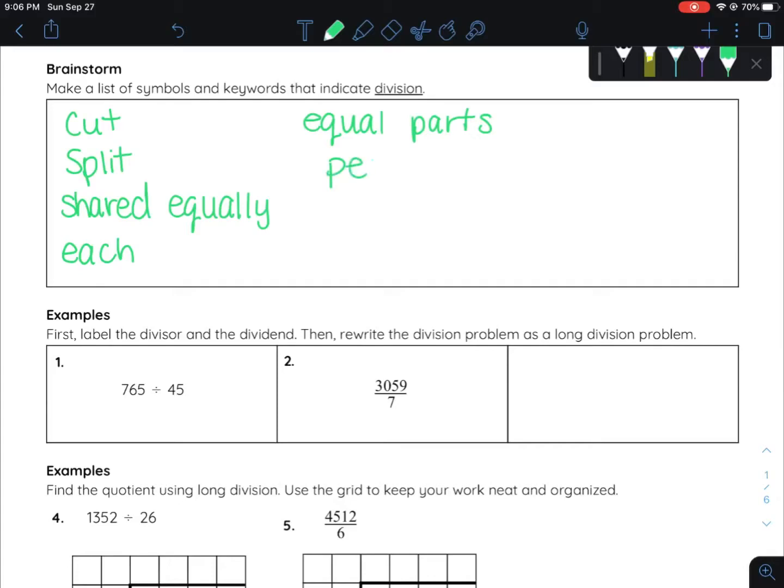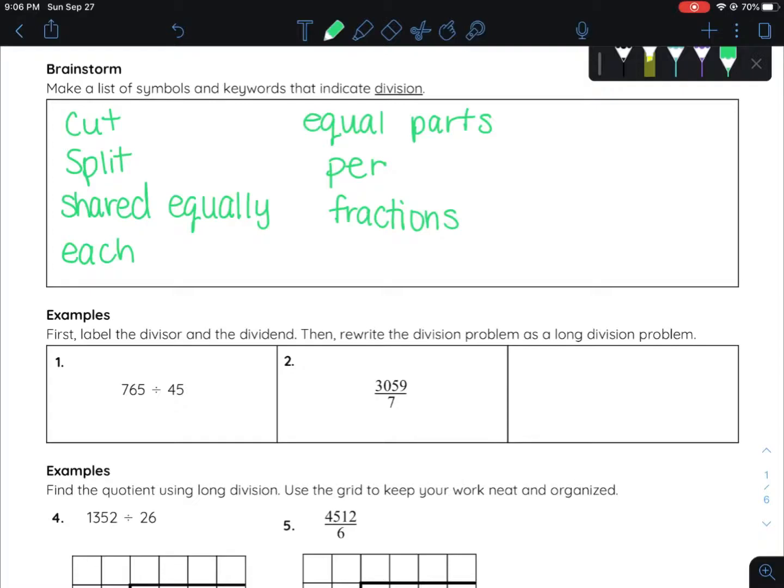We've also seen per. The thing about per and each is that sometimes they mean to multiply. So when you see those two, you really want to be on the lookout for other supporting keywords that might be from this list or from the multiplication list. Okay, and last one that means division is fractions.